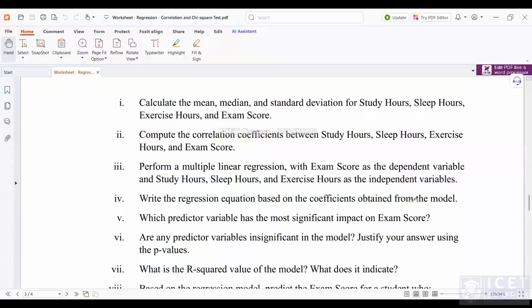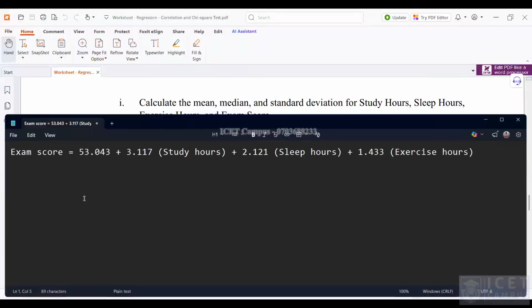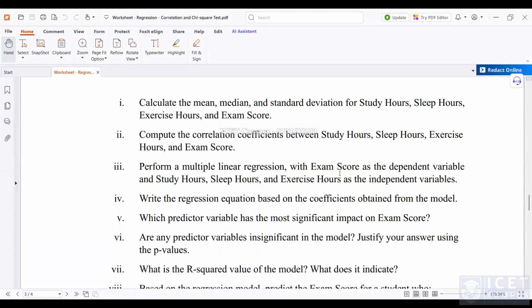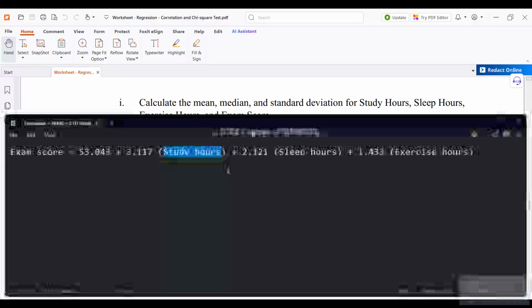Right, the regression equation. Which predictor variable has the most significant impact on the score? Which one is most significant? This one, because you can see the coefficient, 3.117, it means study hours is multiplied by 3. So what variable has the most significant effect? Study hours. Therefore, if we increase the study hours, we can increase the exam score. That is actually normal behavior, so mathematically we can prove that.